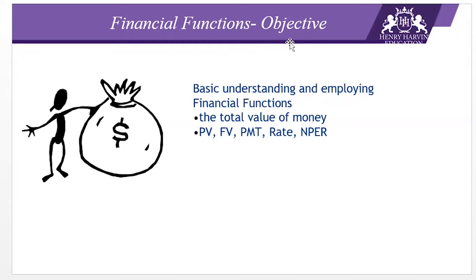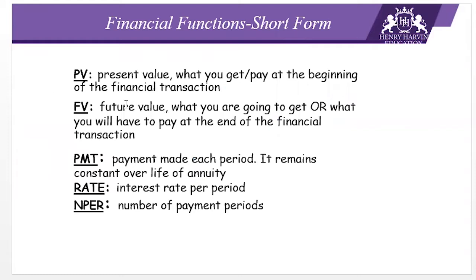In this session, I'm going to cover 4 or 5 functions which can help you understand better what financial functions are all about. Let me walk you through very important functions of Excel, which are the most used. The first is PV, present value. These are the short forms I'm helping you understand. PV, principal value, is what you get or pay at the beginning of the financial transaction, guys. FV, future value, is what you are going to get.